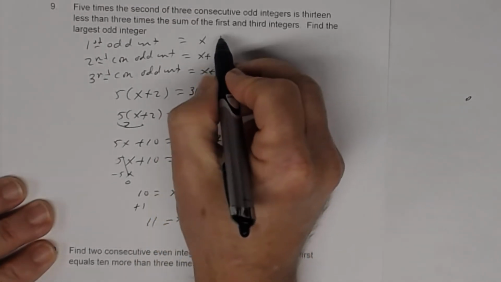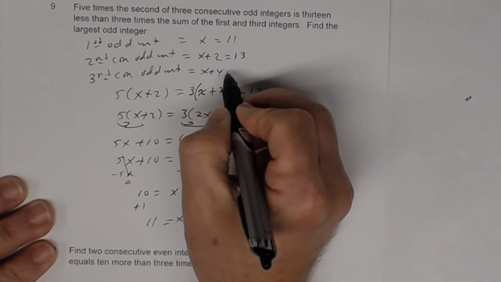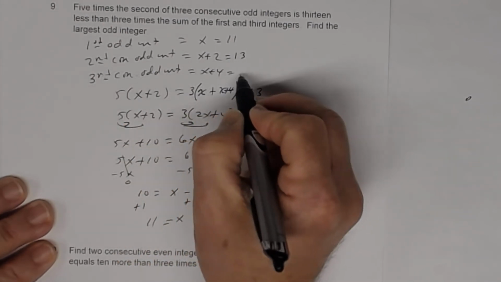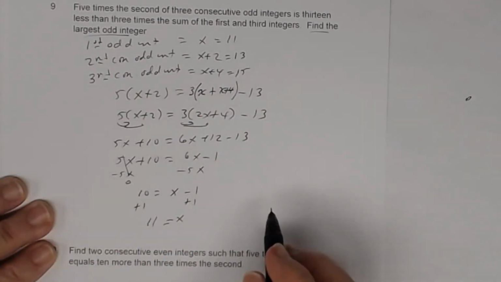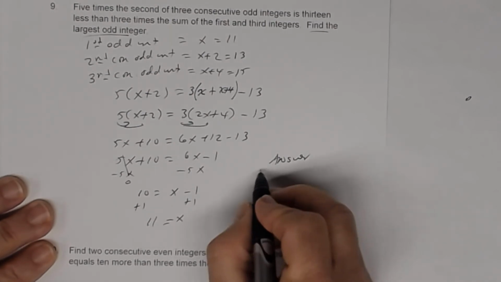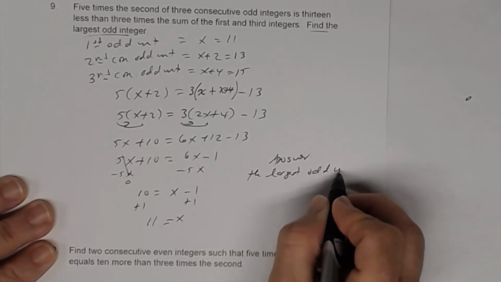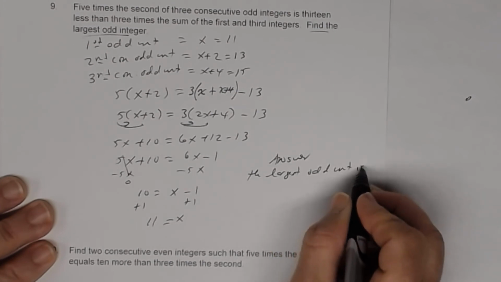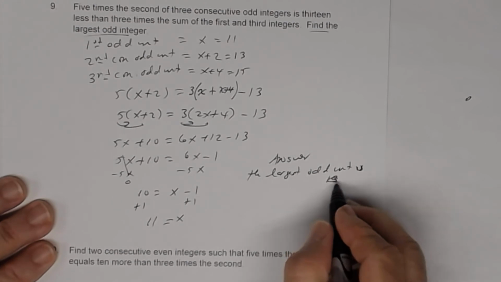So what that means is that my first is 11, my second consecutive odd integer is 13, and my third consecutive odd integer is 15. And they want to know what's the largest odd integer. So you answer, which is this one. So you're going to say the largest odd integer is 15.